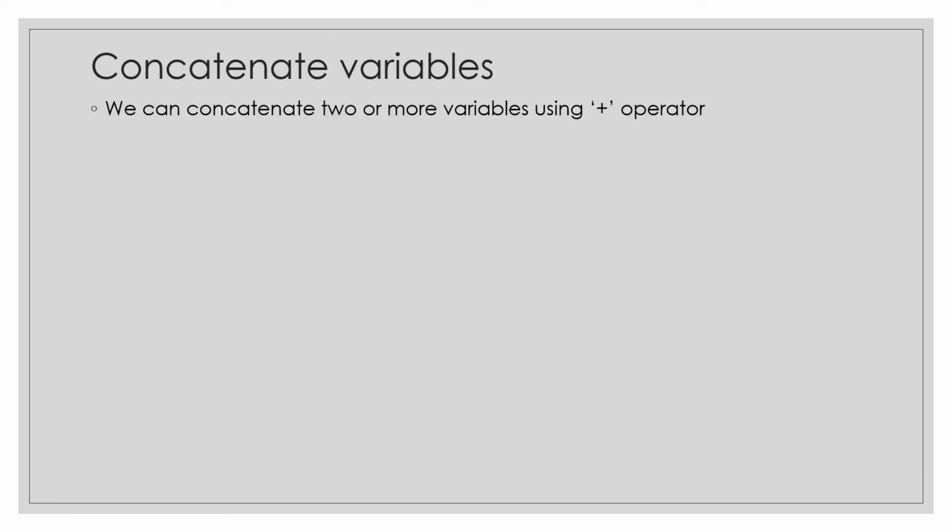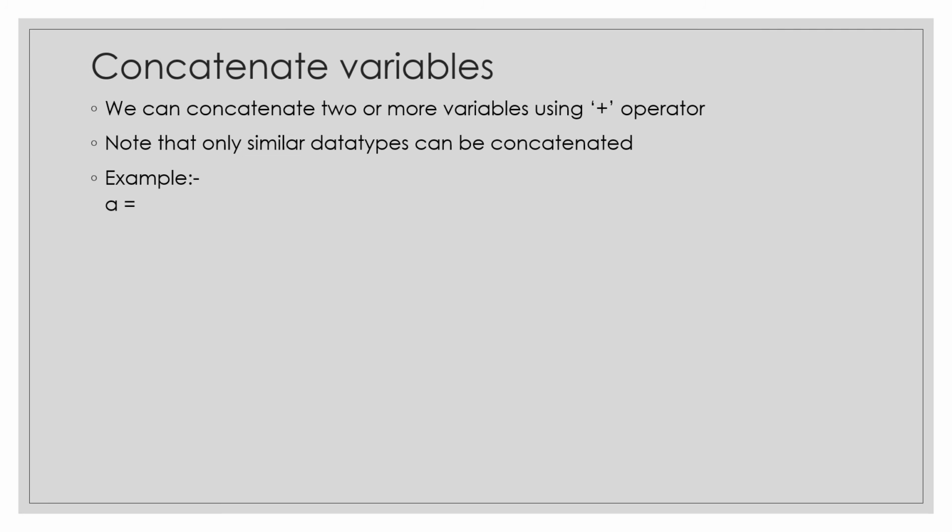Let us understand concatenation of variables. Concatenation of variables means adding the two variables. We can concatenate two or more variables using the plus operator. Here you have to mention that only similar data types can be concatenated. So if you have integer values 2 and 3, it can be concatenated. But if you have an integer and a string value, the Python compiler will show an error if you concatenate the variables. Let us understand this with an example.